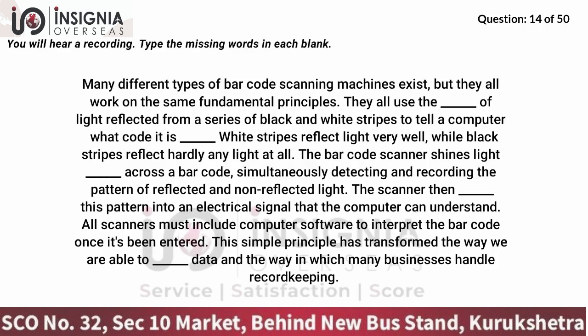All scanners must include computer software to interpret the barcode once it's been entered. This simple principle has transformed the way we are able to manipulate data and the way in which many businesses handle record keeping.